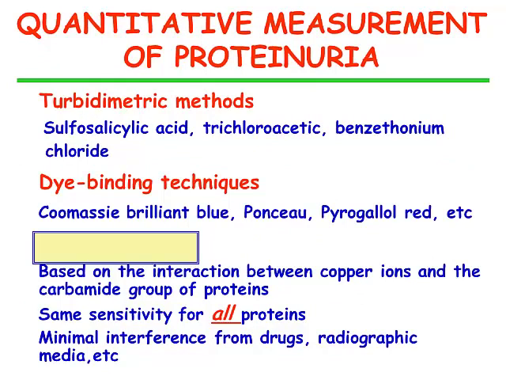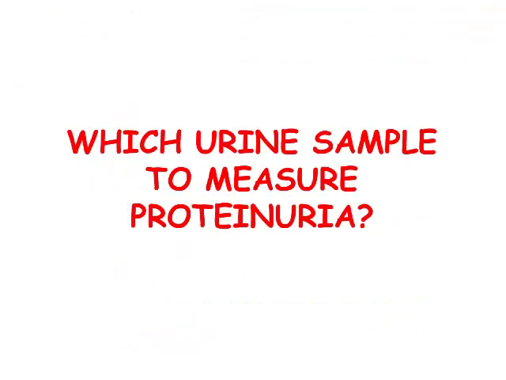What about quantitative measurement of proteinuria? We have turbidimetric methods, dye binding techniques, and biuret methods. These ones are the best ones today because they are sensitive in the same way to all proteins, and they have minimal interference from drugs, radiographic media, etc. Once we have identified the best method to quantitate and measure urine protein, which sample should we use to measure proteinuria? This is a big topic.